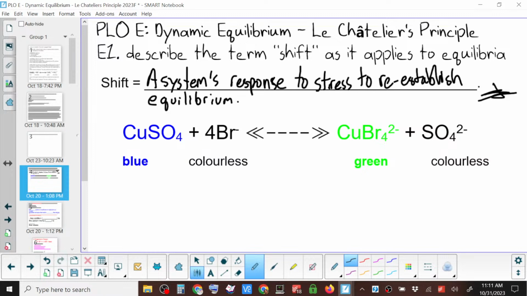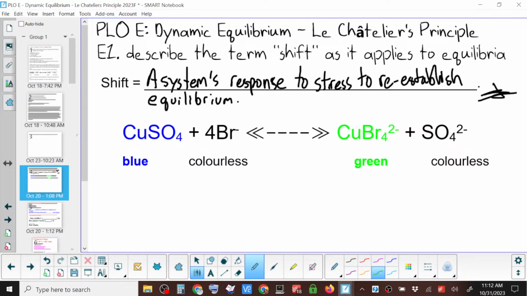A shift is a system's response to stress to reestablish equilibrium. As soon as you add something to the system, we're no longer at equilibrium. In the example I had where everybody's walking around desks, if I all of a sudden shoved a bunch of different people there, you'd have to start walking a lot faster. Put a lot of people on one side, they'd bunch up, they'd all move to the other side, and eventually reestablish equilibrium.